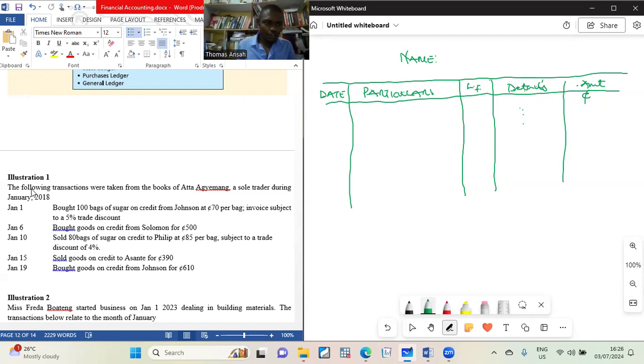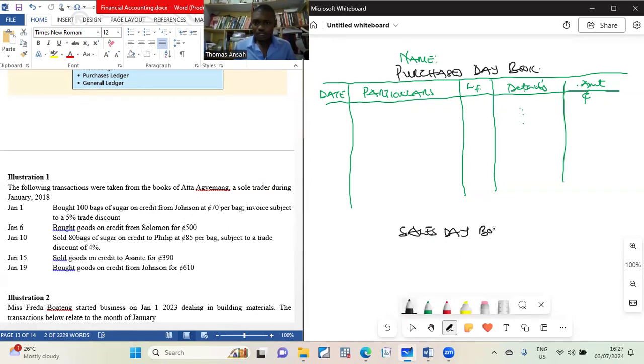So you see here that we are doing the day books from the information in the books of the business. And if you check, there is buying on credit. So that means that we need to prepare a purchases day book. So we can call this one the purchases day book or purchases journal. All right, whichever name we can give it. Then because there is a selling too, you open a sales day book.